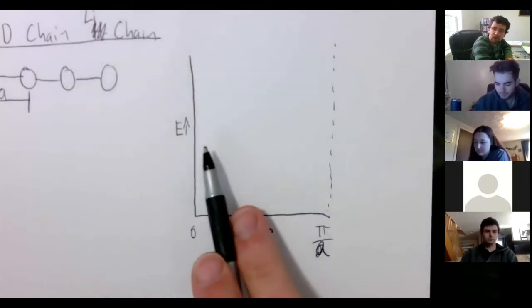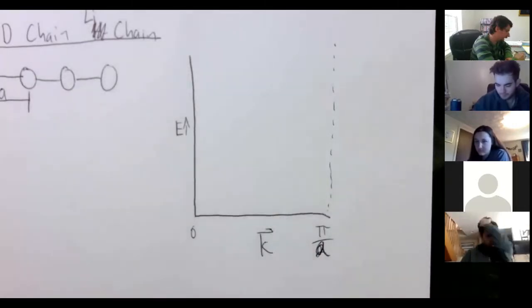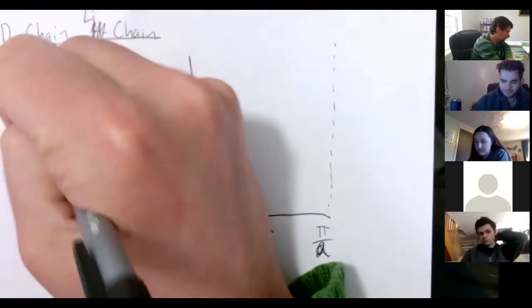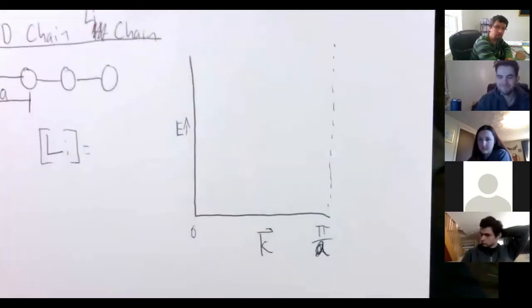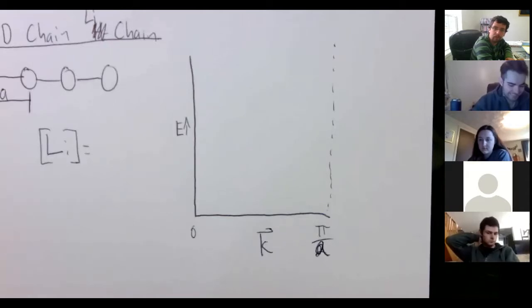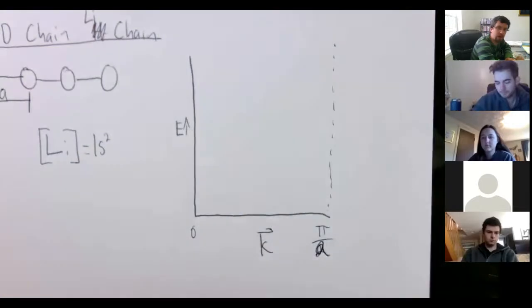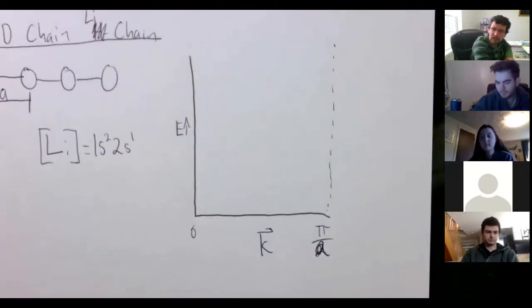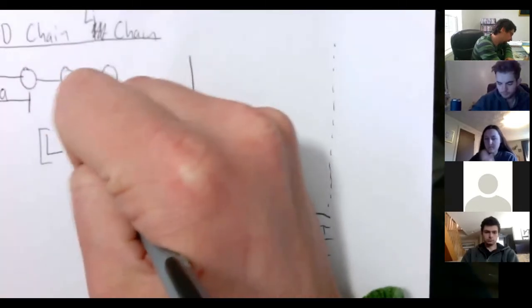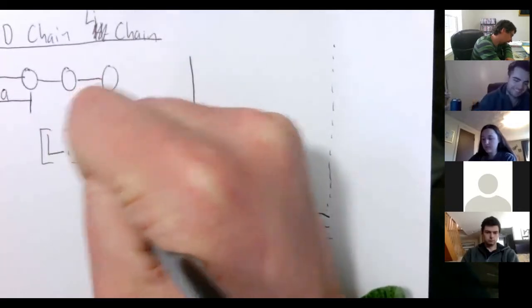Okay, so now we have to draw these things. How many orbitals do we have? Let's write out the electron configuration for lithium. It's 1s2, followed by 2s1. So how many bands should we draw in our system? 2. Yep, we need to have 2 bands, 2 orbitals, that means 2 bands.